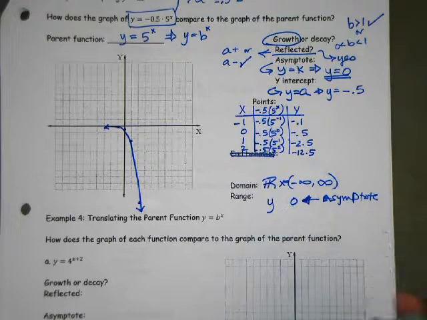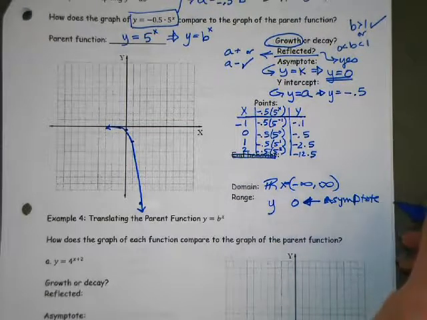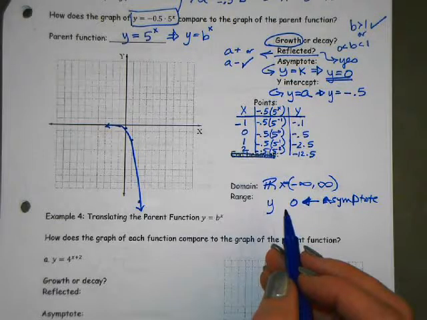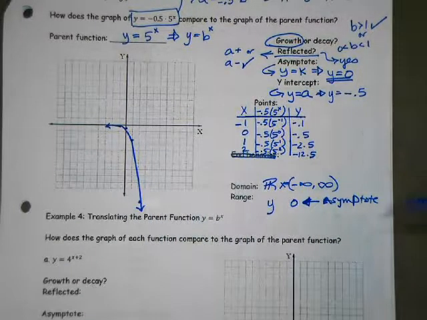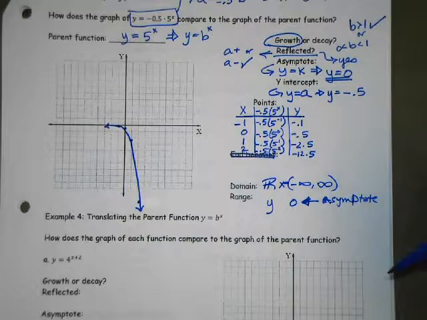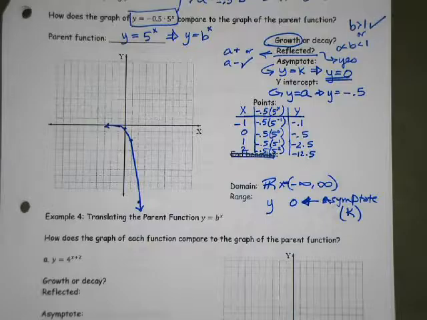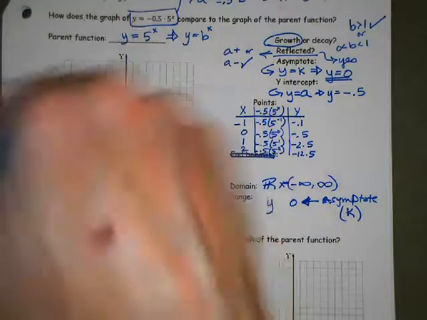Your asymptote is not always going to be 0. When we get into this later, your asymptote can change. It may not always be 0. It's actually going to be your k value. So it's always going to be k. Can we cross the x-axis but not the y sometimes? Not in this situation. Well, we can at some point.